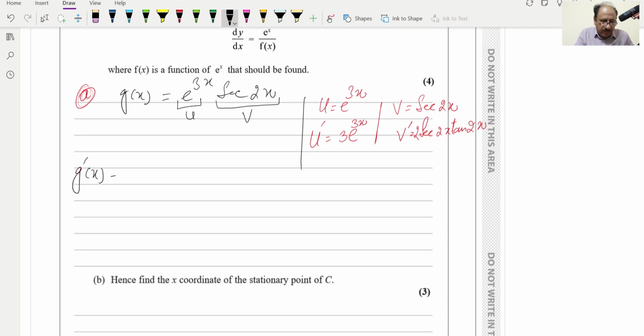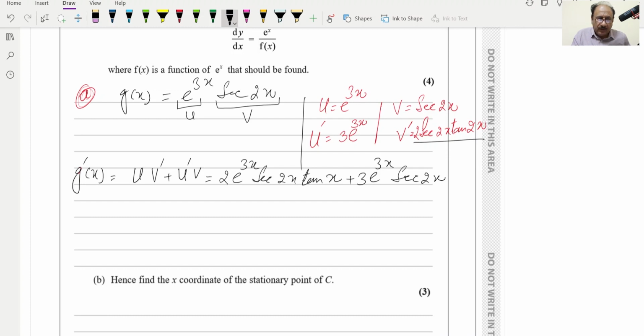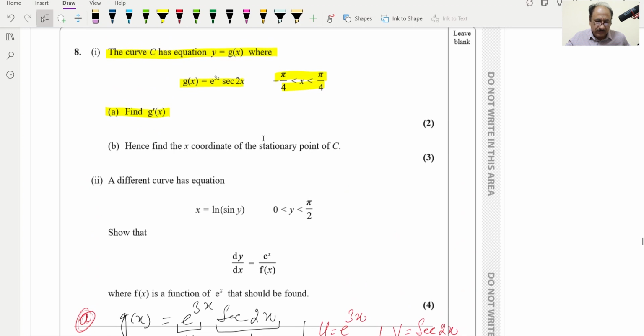Now we can write the derivative g dash of x, which will be equal to u v dash plus u dash v. If we write this, u is e raised to the power 3x and v dash is 2 secant 2x tangent 2x, plus u dash, which is 3 e raised to the power 3x, and v as it is, which is secant 2x. This will be our answer for this part. Hopefully this is done.